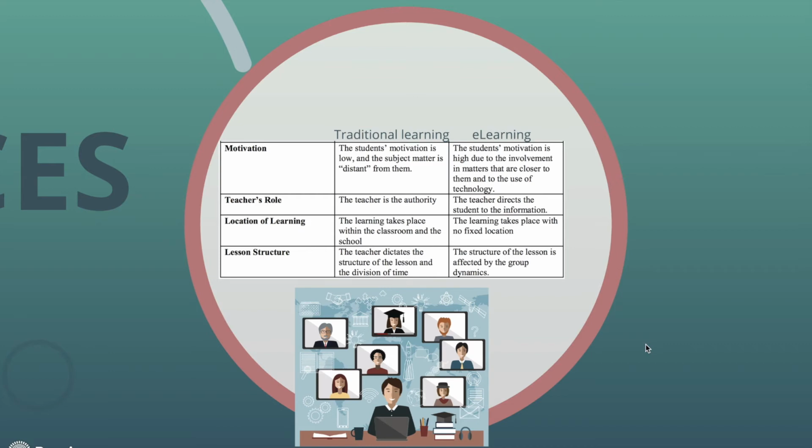Location of the learning. In traditional learning, the learning takes place within the classroom and the school. In e-learning, the learning takes place with no fixed location. Lesson structure. In traditional learning, the teacher dictates the structure of the lesson and the division of time. In e-learning, the structure of the lesson is affected by the group dynamics.